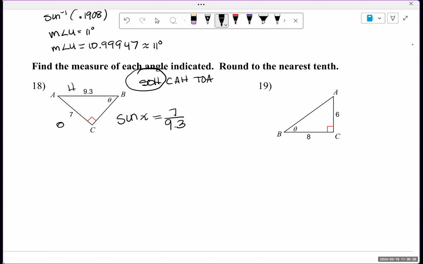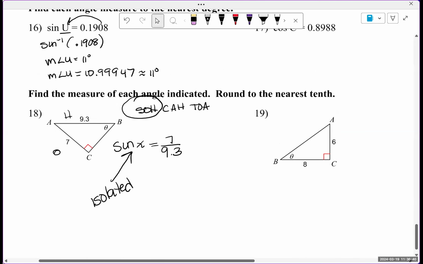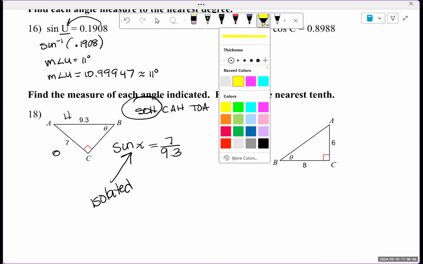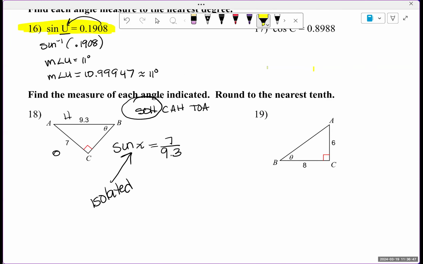Notice x is already isolated. At this point, you're going to want to multiply by 9.3. No, you don't multiply by 9.3. So look, how could we make it just like one of those problems? What do you think my next step is?